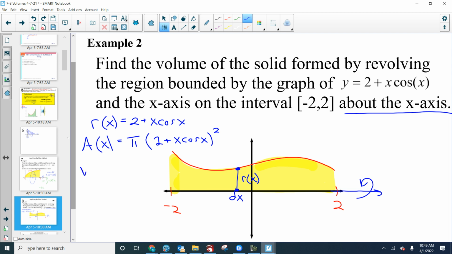And volume is the integral from, yeah, we're stacking all these circles, and they're calling them discs, like a frisbee, like a disc like that. They're calling these discs, and they're being stacked from -2 to 2. So -2 to 2, pi times (2 + x cos x) squared dx. Now, here's how I do it.